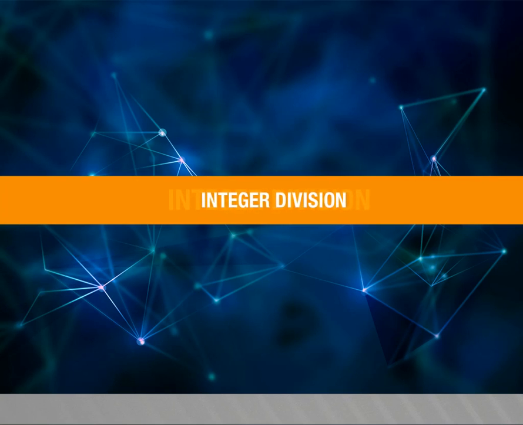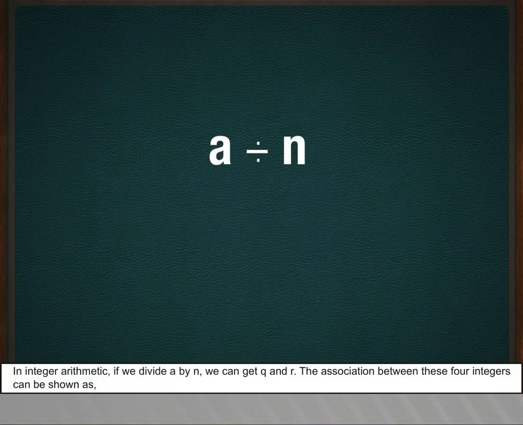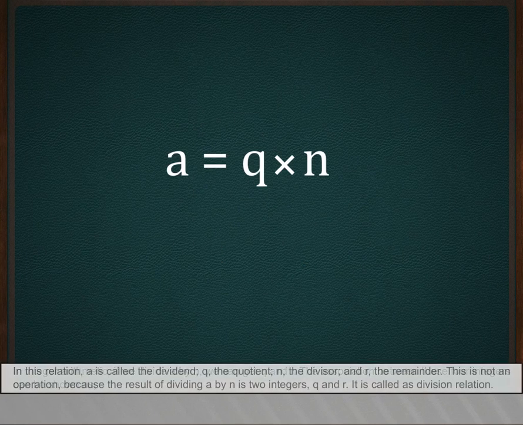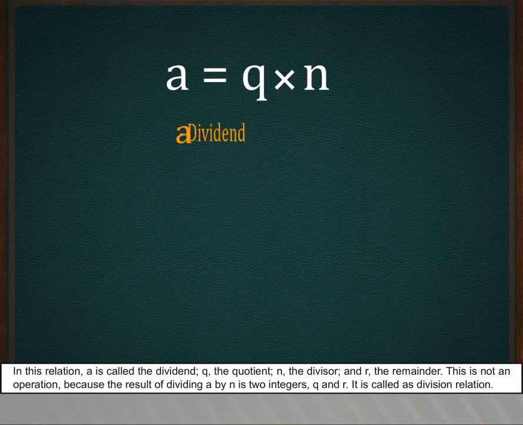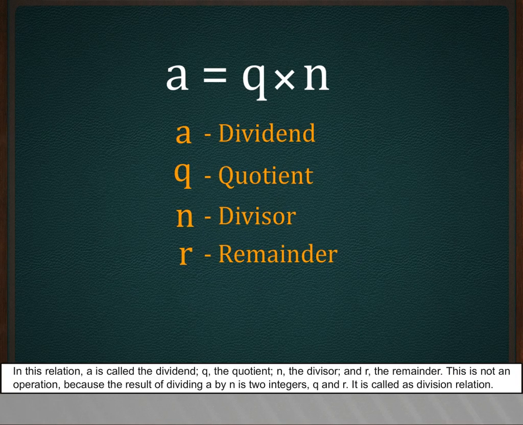Integer division. In this video, we are going to see about integer division. In integer arithmetic, if we divide A by n, we can get Q and R. The association between these 4 integers can be shown as A is equal to Q into n plus R. In this relation, A is called the dividend, Q the quotient, n the divisor, and R the remainder. This is not an operation because the result of dividing A by n is 2 integers Q and R. It is called the division relation.